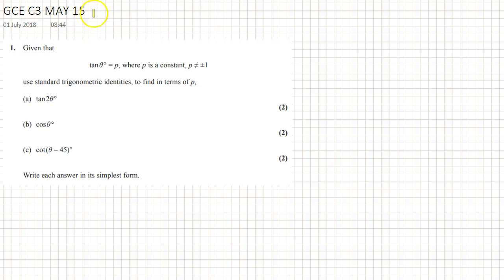Question number 1. Given that tan theta is equal to P, find tan 2 theta, cos theta, cot theta minus 45. Part A. We have to find tan 2 theta.